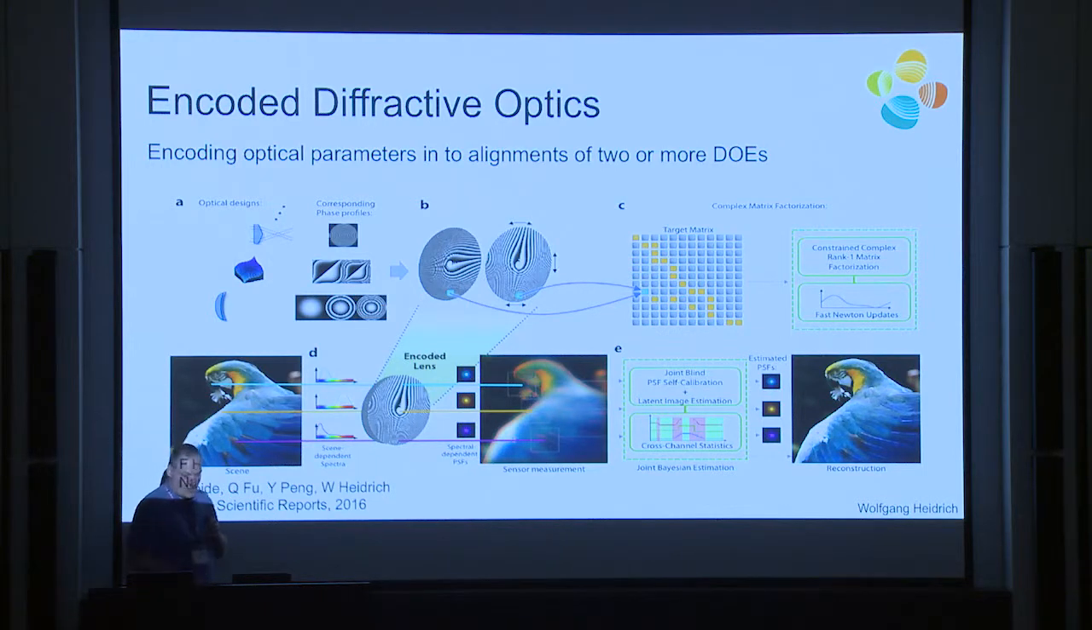So here is a design of not just one DOE, but two DOEs that are in alignment with each other. When they are aligned in one way, they represent a lens of a certain focal length. But as you start rotating them, the focal length changes. So this is a focus tunable diffractive optical element that is focus tuned by a rotation of one element relative to the other. And if you combine two of these pairs, so four diffractive optical elements total, you can build a zoom lens, which doesn't have any translational motion along the optical axis, only rotational motion around the axis. Again, that's based on these optimization methods for optimizing the height field directly.